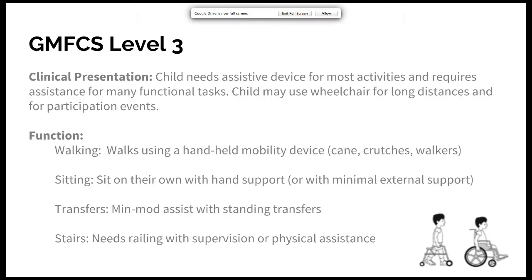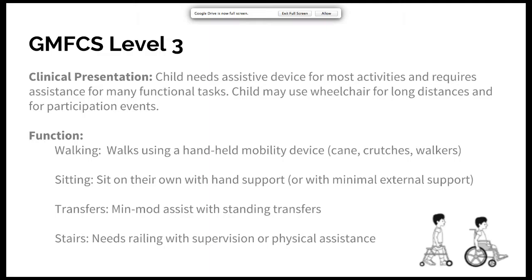So now we are on to GMFCS level 3. GMFCS level 3 patients present with a reliance on an assistive device in order to do most daily activities, and may even need a wheelchair when attempting long distances, as shown in the picture on the bottom of the page. These kids will require railings with supervision or some physical assistance when climbing stairs.